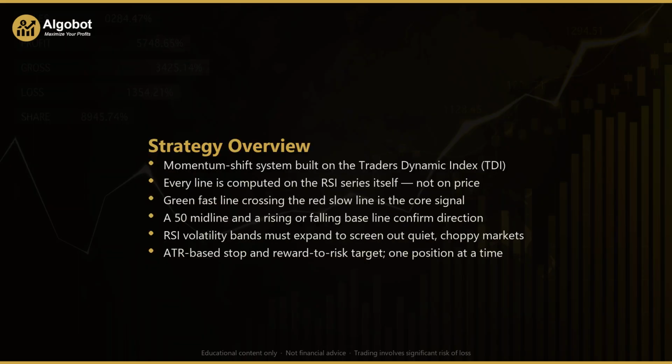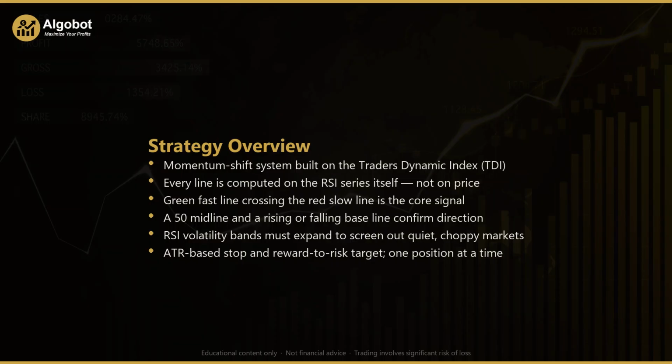Traders Dynamic Index Shift is a momentum shift system, and its defining idea is that every single component is measured on the relative strength index series itself, rather than on raw price. In other words, this is an indicator built on top of an indicator. The strategy first calculates a standard RSI, and then it layers several moving averages and a volatility measure directly on top of that RSI stream. That's what makes it deliberately different from a plain RSI level or divergence system.